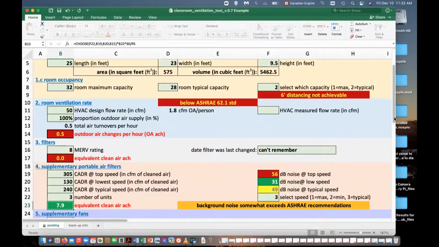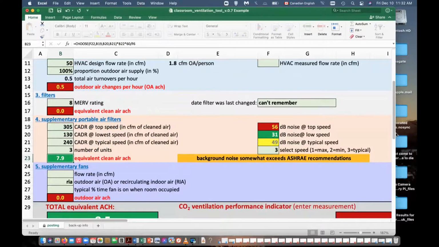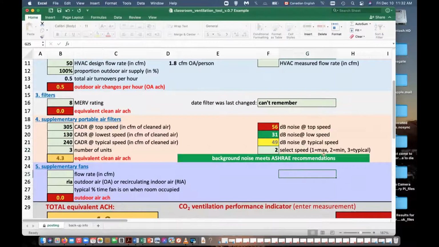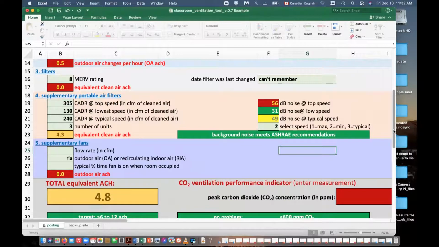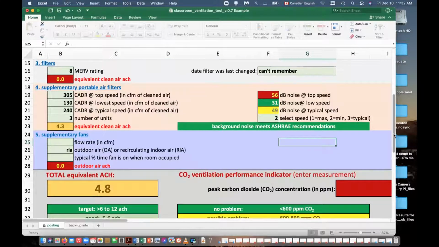If you go down underneath the 3 decibel readings, you can put in 1 equals max, 2 equals min, and 3 equals typical. So if you change that 3 to a 2, and then you'll see that your number of equivalent air changes have dropped, but your noise is now acceptable.